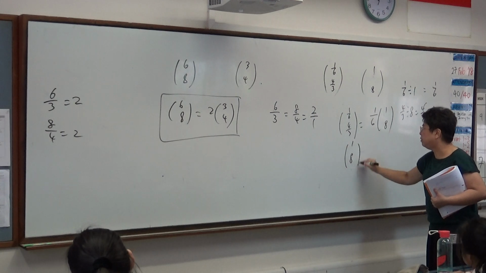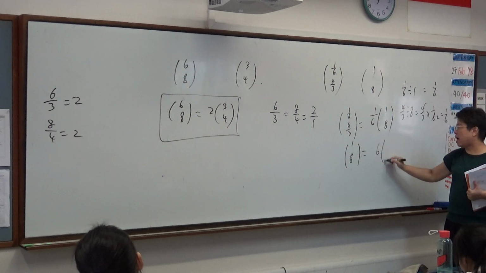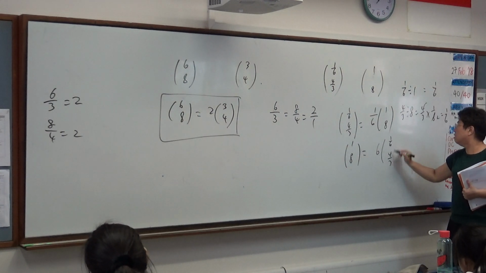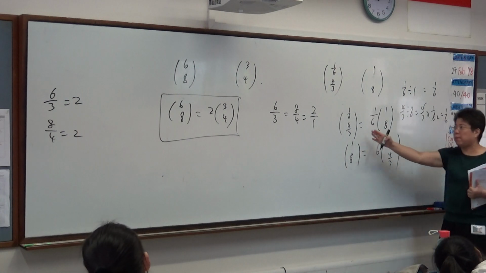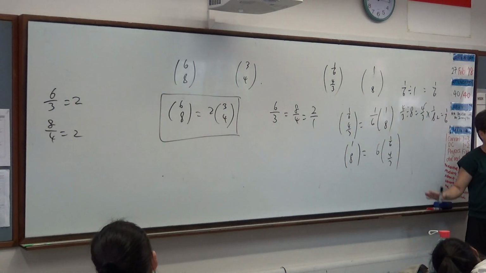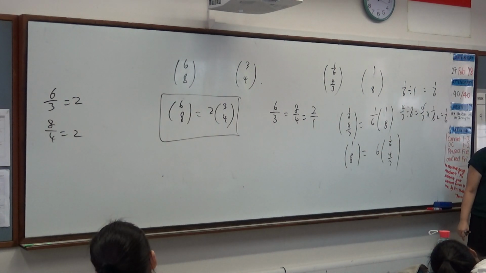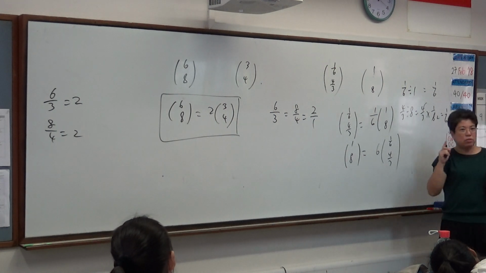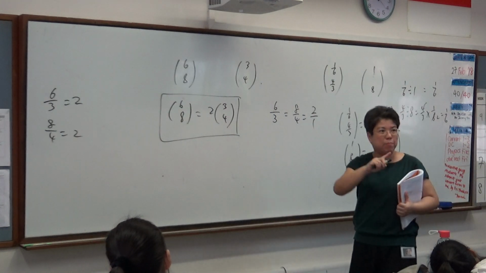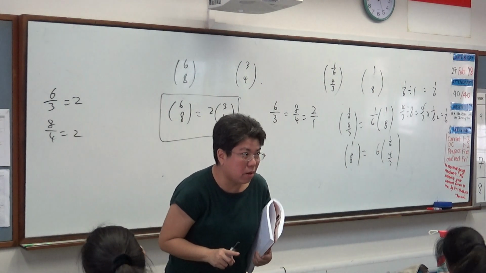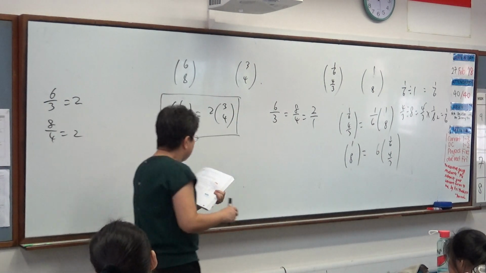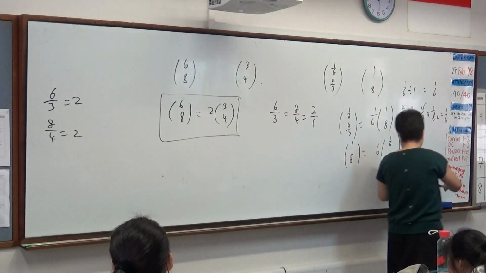Or what can you say? This is 6 times. Also can, right? Yes. Do you all agree? Okay, can you see that it's just the flip, the inverse, the reciprocal of it? Do you understand what I'm talking about? So as long as you can show that one is a scalar multiple of the other, they are parallel. Okay, class? Can or cannot? Can, okay, good.